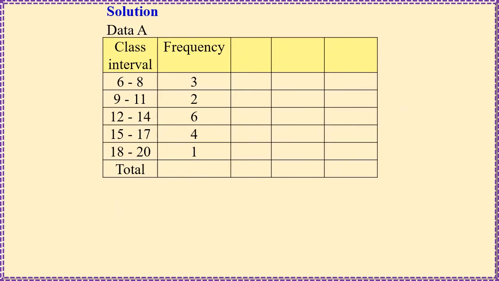Okay, so for data A, we need to find each of the data. For the mean, we need the x, right? The midpoint. So we need to find the x. And then for the standard deviation, which is the variance also, we need the summation of fx and summation of fx square. That's why we have this representation in the table: fx, fx square, x, because we need to find fx and fx square. So what is x of each of the classes? 6 plus 8 divided by 2 is 7. 9 plus 11 divided by 2 is 10. And so on.